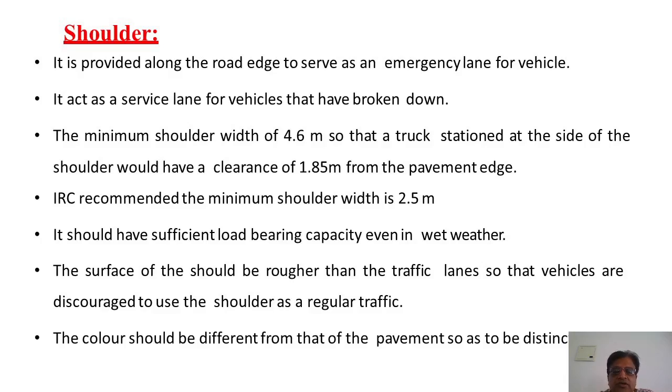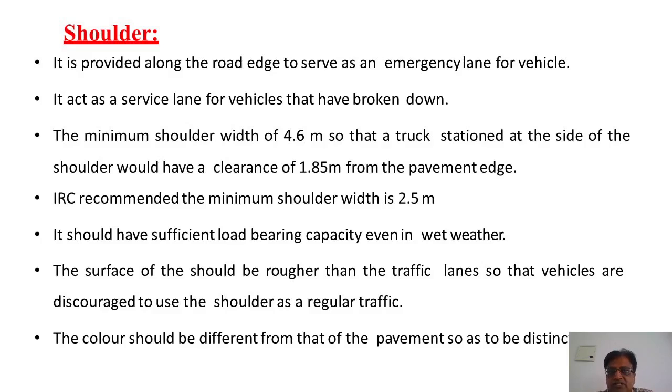The surface of the shoulder should be rougher than the traffic lane so that vehicles are discouraged from using the shoulder as regular traffic. It should be rough because otherwise it is used as a regular traffic lane itself. If it has the same riding quality as your carriageway or the pavement, then people may use the shoulder itself as a traffic lane. That's why it should have a rough surface.